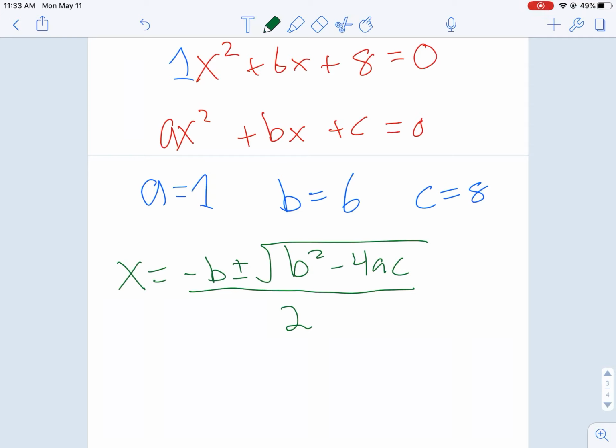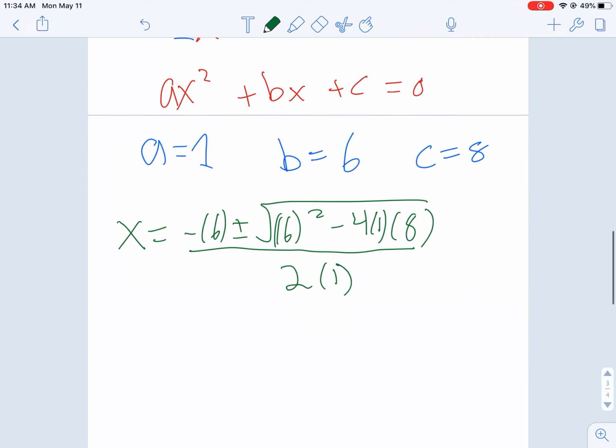When we're replacing them, we want to make sure we use parentheses so that we know we're multiplying those two values. I see another a here, I'm going to replace that with 1. I see b is 6, so I'm going to replace all my b's with 6 with parentheses. And lastly, c is 8. Now I've plugged in all of my values, and I'll be able to solve my quadratic formula.